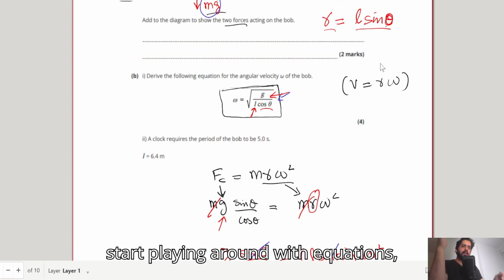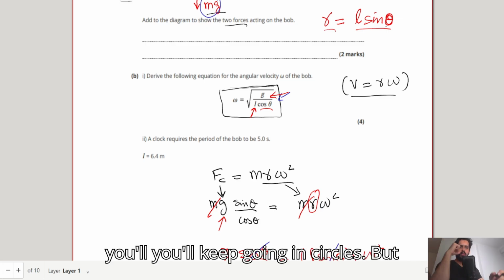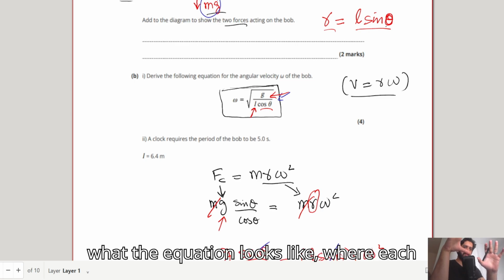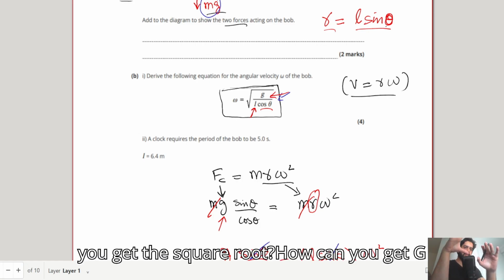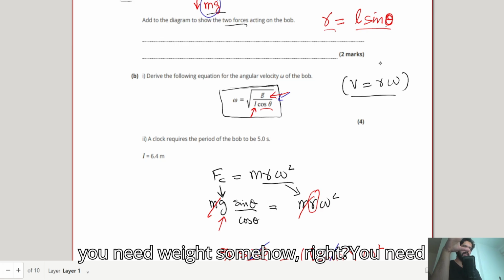If you just start playing around with equations, rearranging them for omega and theta, you'll keep going in circles. But if you pause for a minute and think what the equation looks like, where each component might be coming from, how can you get the square root, how can you get g in it? This g is also a good hint that you need weight somehow, right?